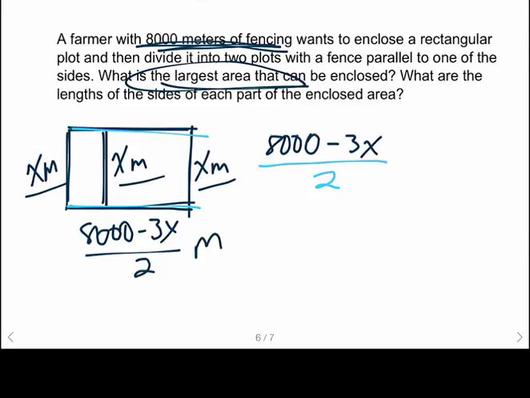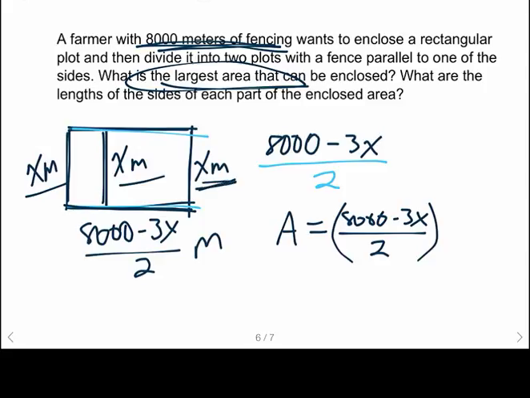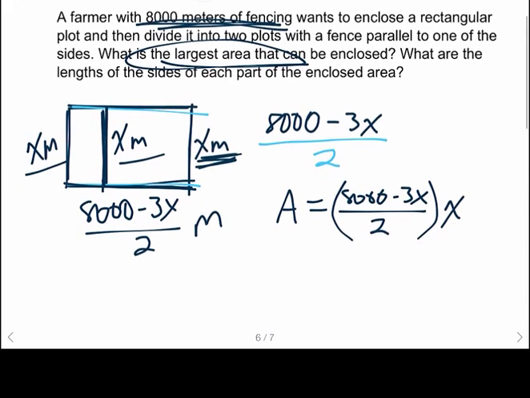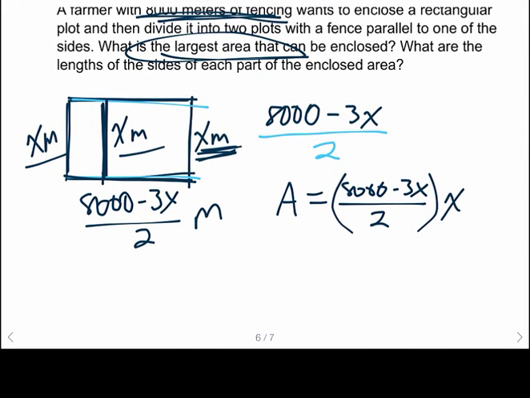I bet this is going to be quadratic. Let's find an expression that gives the area of this enclosure. Area is length times width. Length, 8,000 minus 3x over 2. Width, x meters. So the area doesn't take into account the vertical segment that divides the two pens. The area is just the total enclosed area.